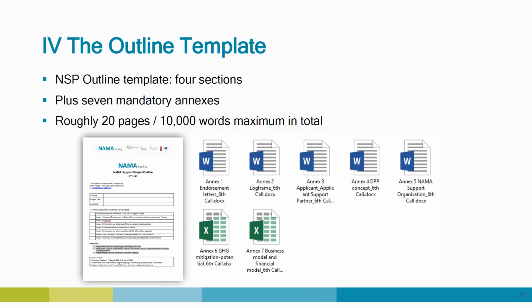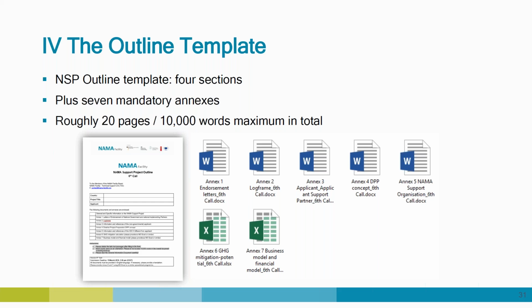Yeah, thanks, Janka. So let's take a look at the application documents section of the outline template and the required annexes. Now, it is important to note here that the general information document, short GID, the outline template and accompanying documents have undergone a revision for the 6th call. The outline template has a reduced light structure now. However, the NAMA facility's expectations on both readiness and ambition of NAMA support projects remain high.